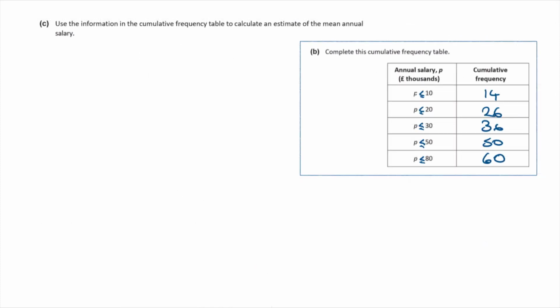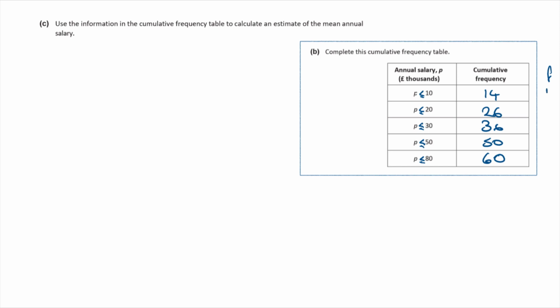Okay, part C says use the information in the cumulative frequency table to calculate an estimate of the mean annual salary. Okay, so I've brought down the cumulative frequencies that we had in the first part. Okay, now if I want to do an estimate of the mean, I'm going to need some more columns really. So what I need to do here is work back from the cumulative frequency back to the frequency. Okay, now normally you work out cumulative frequency by adding the previous frequencies together. So if I'm working backwards, then I need to do the opposite of that, don't I? I need to subtract it from the one that's gone before.